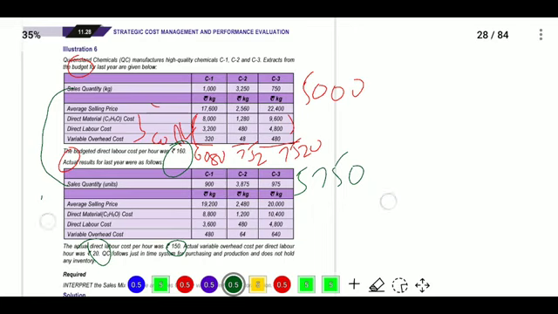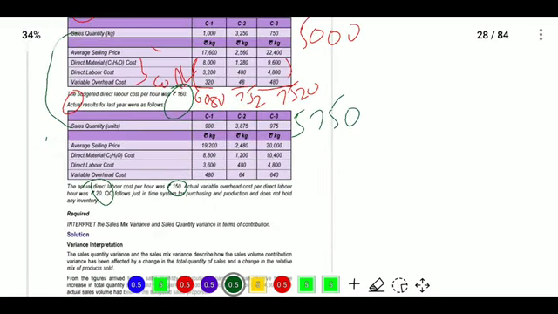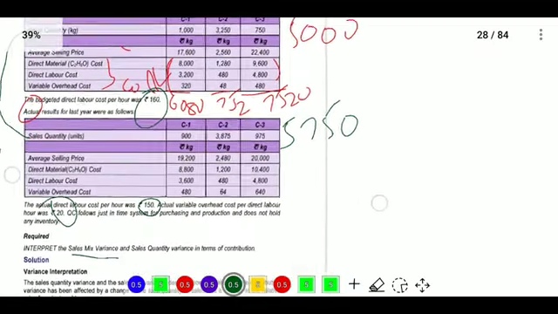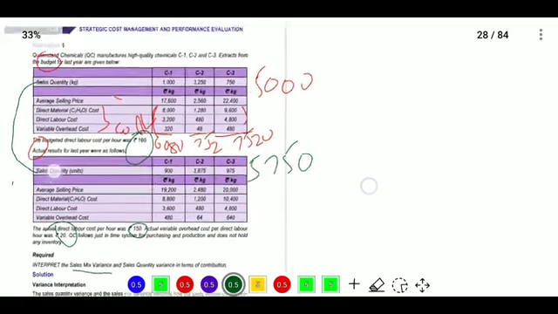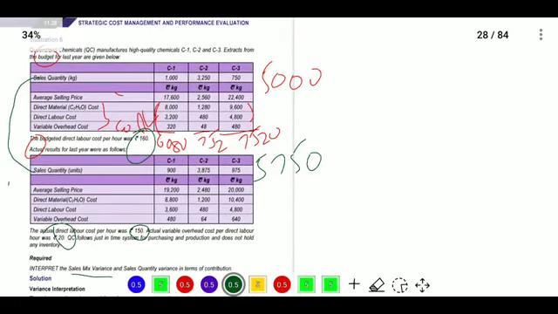Now what we require is to interpret sales mix and sale quantity variance in terms of contribution. So in terms of contribution, we require the mix variance and the quantity variance. Mix variance means we require the revised actual quantity. How will we get the revised actual quantity? Based on the actual quantity, we will get the revised quantity.